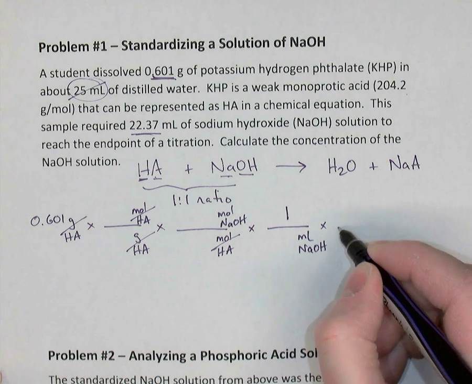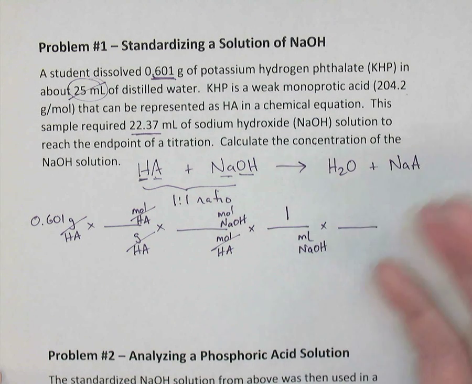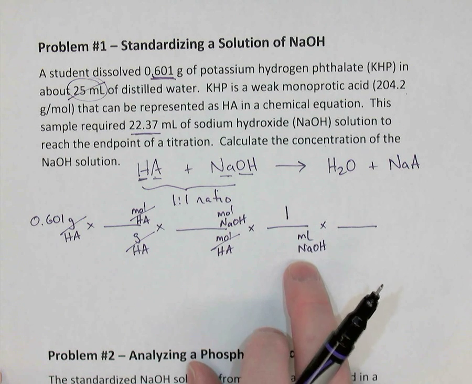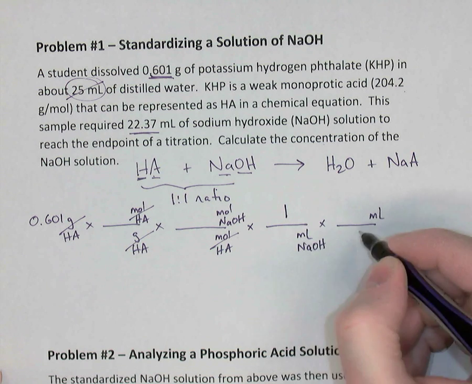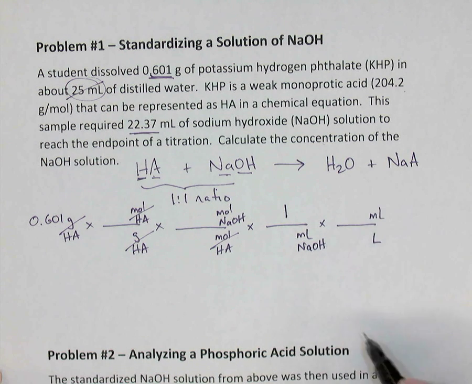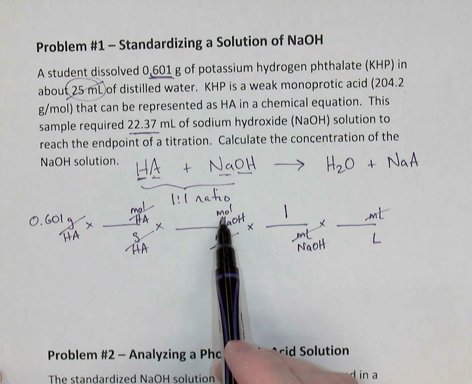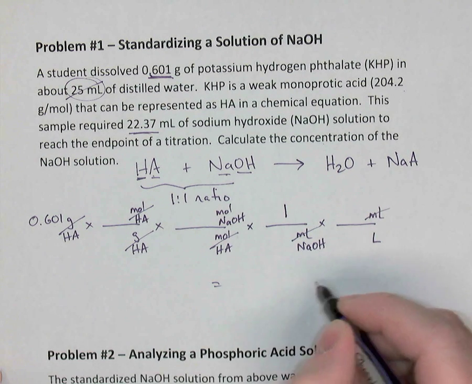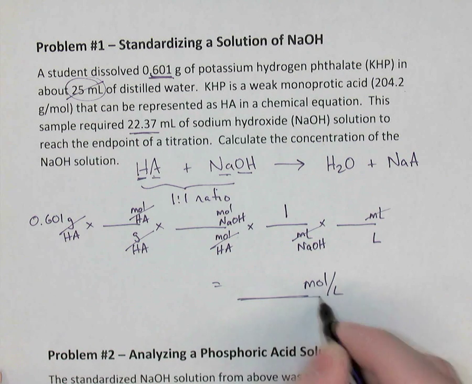But we know that when you're using a volume in a concentration, it's not supposed to be milliliters, it's supposed to be liters. Some people would have converted the milliliters to liters and then just put liters here, but I'm going to just do that right here. I'll get rid of my milliliters and I'll convert to liters like that. So now if I look at my units, what's left, what's not canceled out, is moles per liter of the sodium hydroxide. So I'm pretty confident that I've set that up right. Moles per liter is my answer.